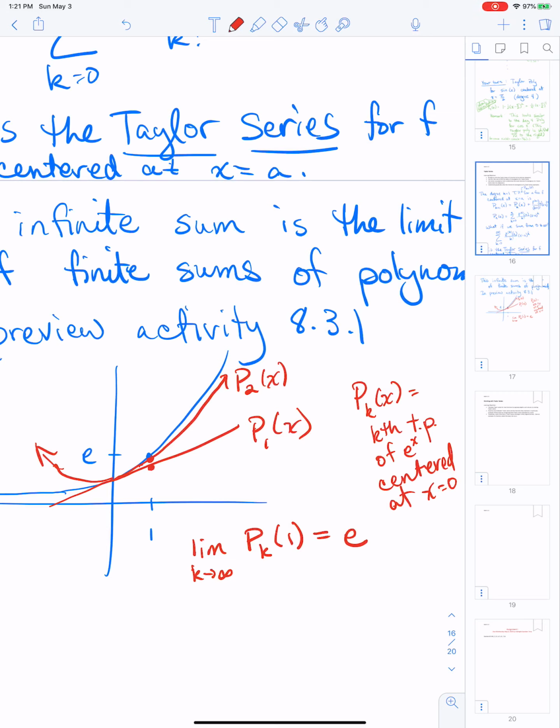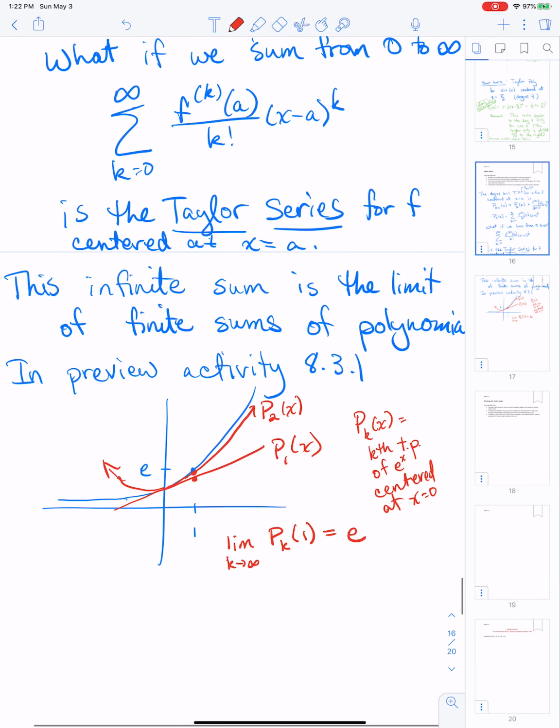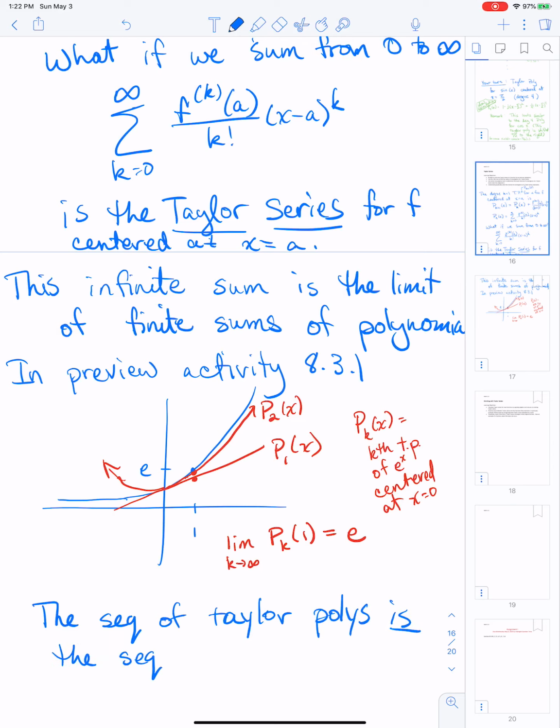And so this is kind of bringing up a question that you might have, which is, I have this sequence of Taylor polynomials. The sequence of Taylor polynomials is the sequence of partial sums of the Taylor series. So let me go ahead and write that down. That's an important fact. The sequence of Taylor polynomials is the sequence of partial sums of the associated Taylor series.